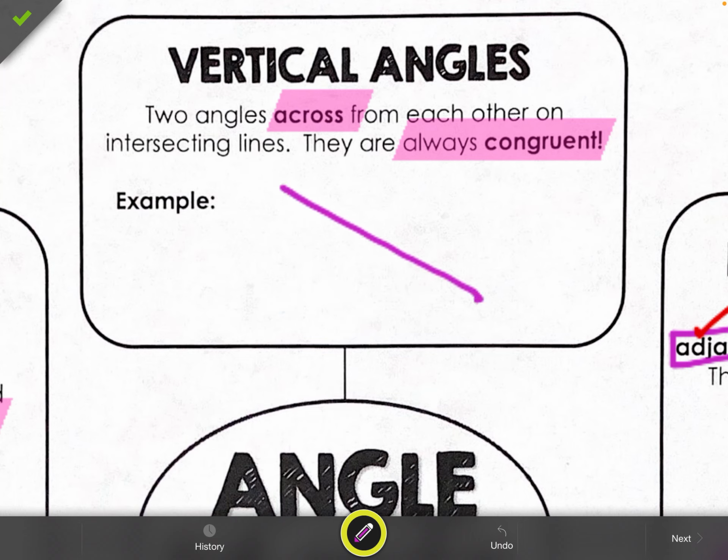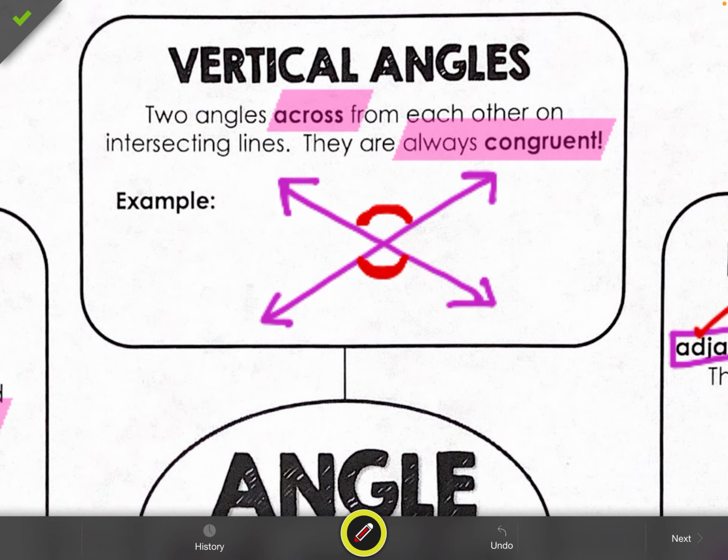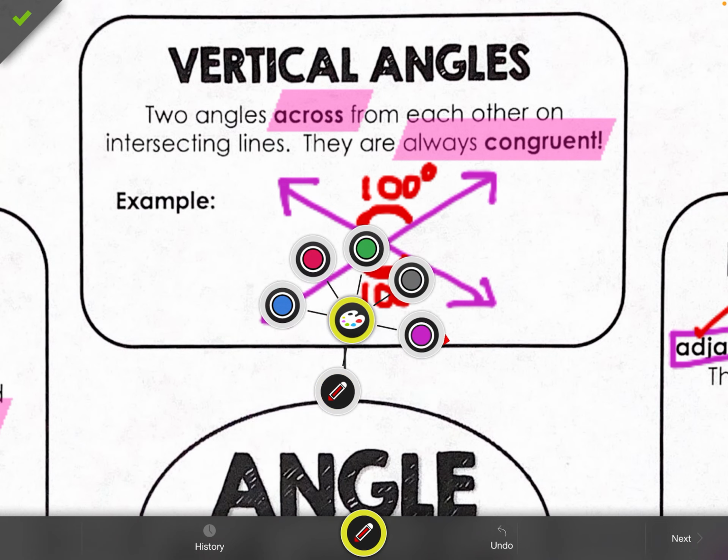So if we draw two lines that intersect, it will look like some version of an X. What they are saying is vertical angles are across from each other. So if I want you to look at this angle, the angle that's directly across or opposite would be this angle. Okay, and if they tell me that that angle is 100 degrees, then I know this angle is 100 degrees. Excuse me. Because vertical angles are always congruent. If they tell me, now there's another pair, and I know some of you see it.